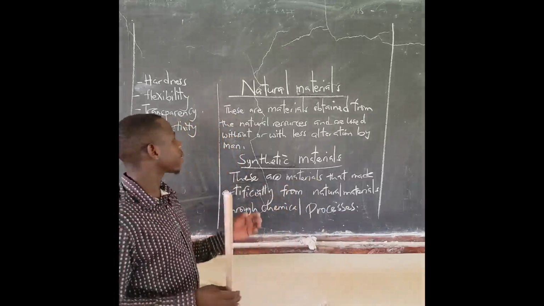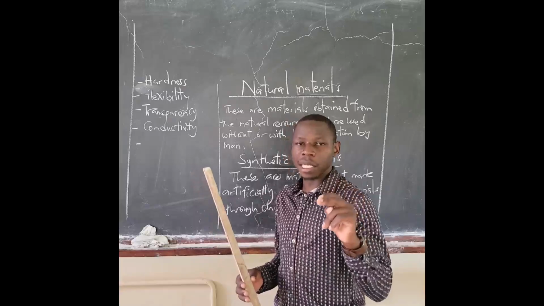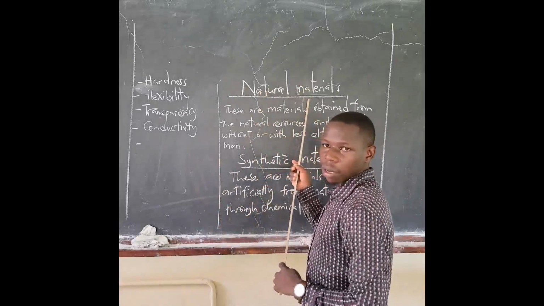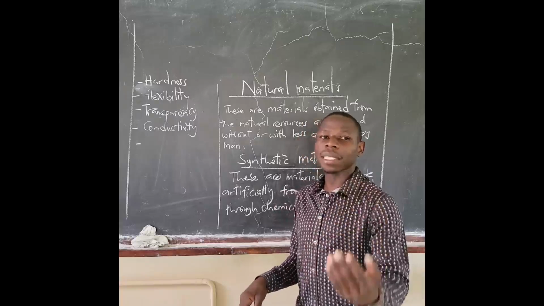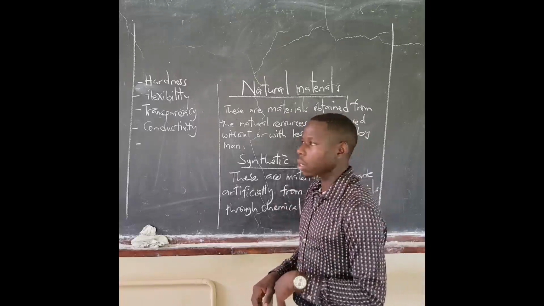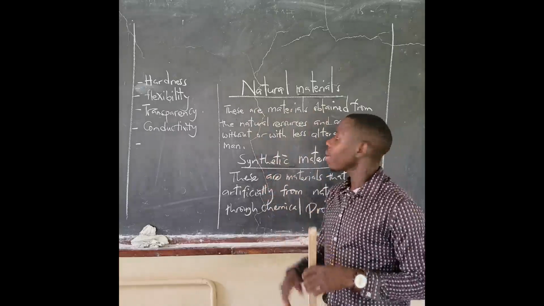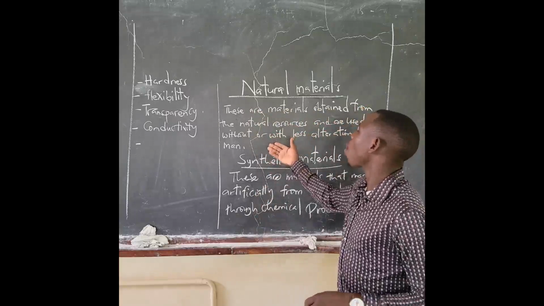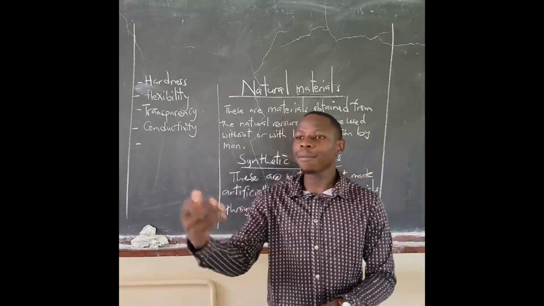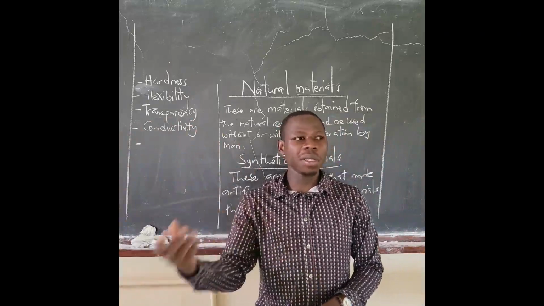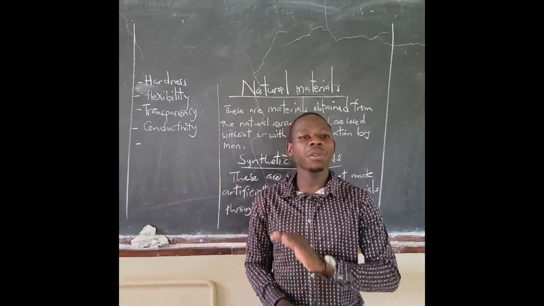Now, looking at the classification of materials, we have two types of materials, that is natural materials and synthetic materials. Now let us get to know what are synthetic materials and what are natural materials. Natural materials are materials obtained from the natural resources and are used without or with little alteration by man. We obtain them from the natural environment.